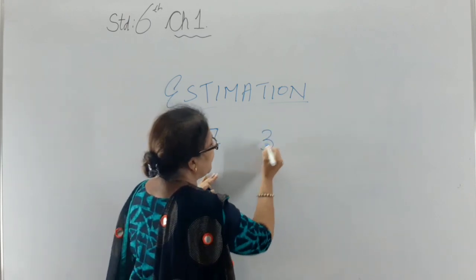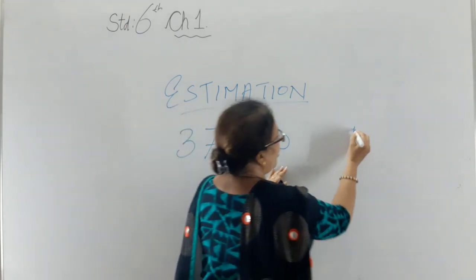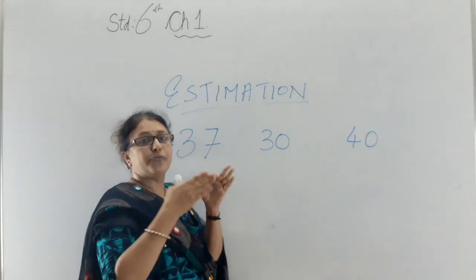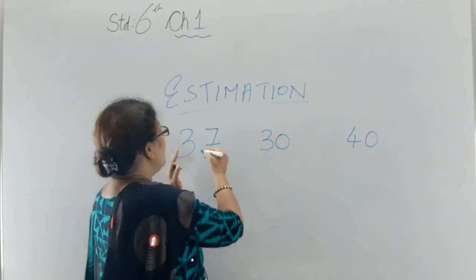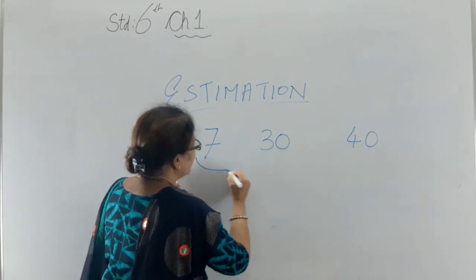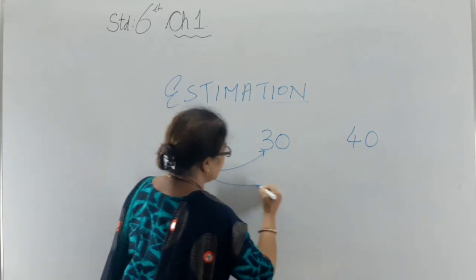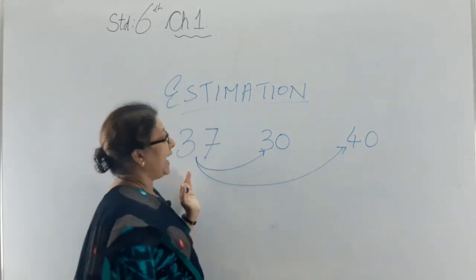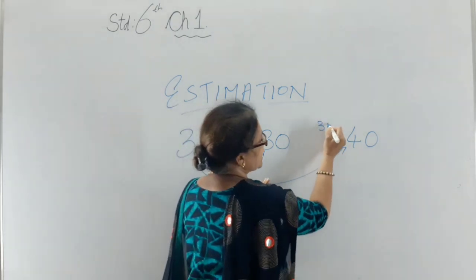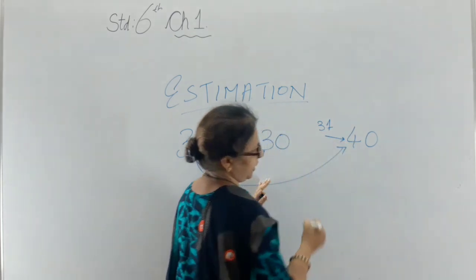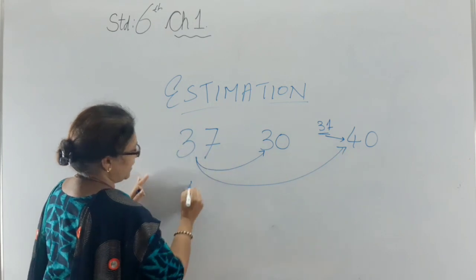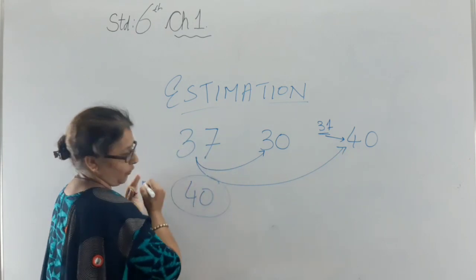So 37 can come either in the category of 30 or in the category of 40. Estimation has to be in the difference of 10. So it has to be between 30 or 40. But 37 is far away from 30 and nearer to 40. So what we do is approximately say that the round figure of 37 becomes 40.